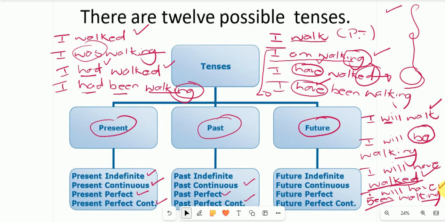So you just need not write anymore for the sake of writing. You should be cognizant, or you should be mindful of the nature of tenses.